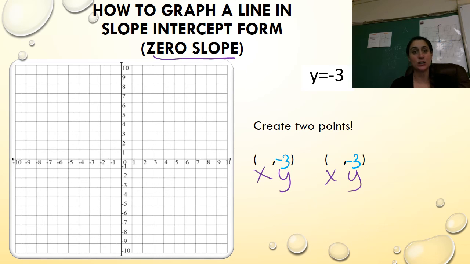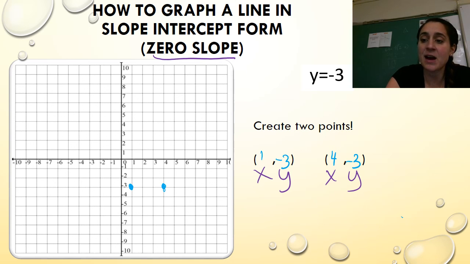As for my x, I can choose any two numbers that I want. So I'm going to choose 1 and 4. Again, it doesn't matter which ones I choose. So now I'm going to go to those, start at the origin. I'm going to go to the ordered pair 1, -3. So I'm going to go 1 to the right and -3. And my other ordered pair, start at the origin, and I'm going to go 4, -3.